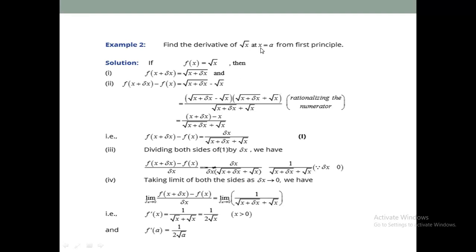Now, if we find the derivative at x is equal to a, at the end we put x as a. Now this is the complete answer.